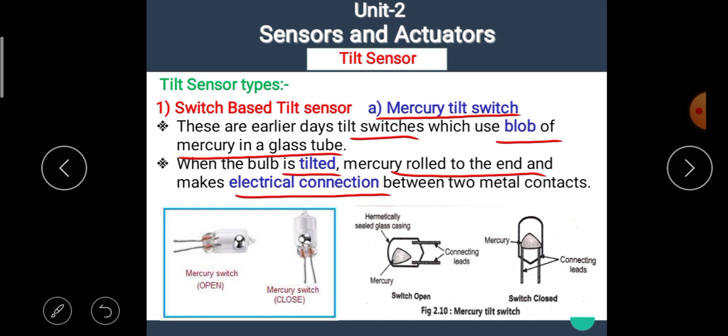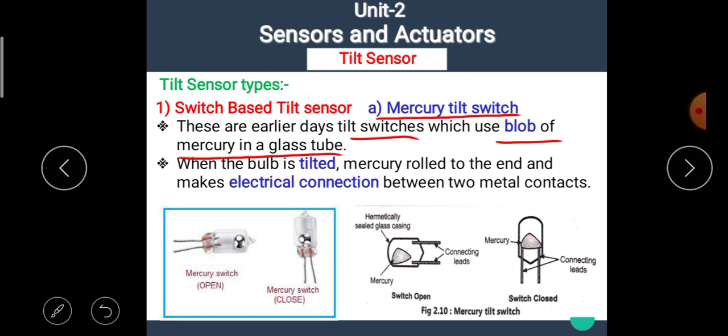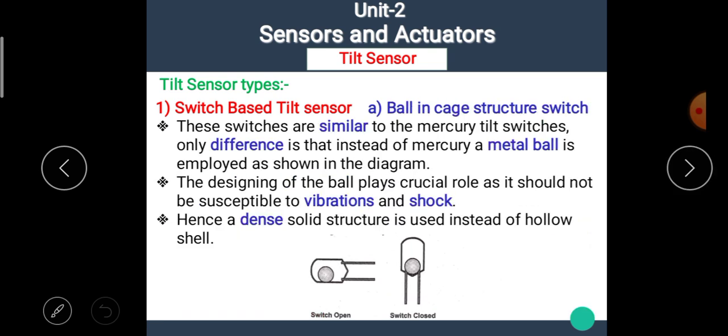Here also we can see that there is no connection, hence it acts as an open switch, but when the sensor is tilted, the mercury comes in contact with two electrodes and it acts as a closed switch. I hope you all understand the basic idea about the operation of the mercury tilt switch. Now let's see the next type of switch, the ball in cage structure switch.